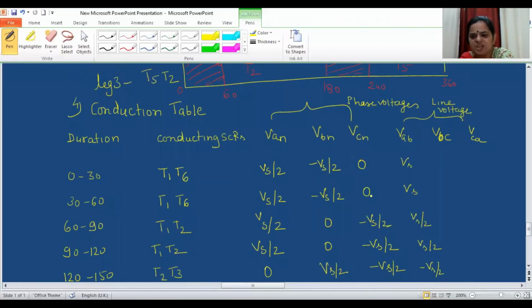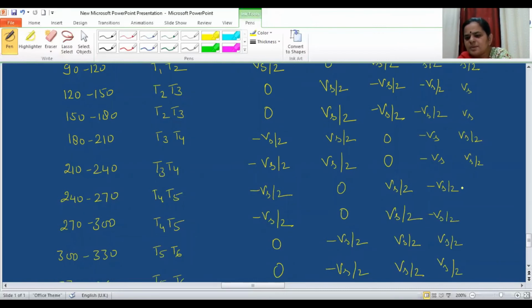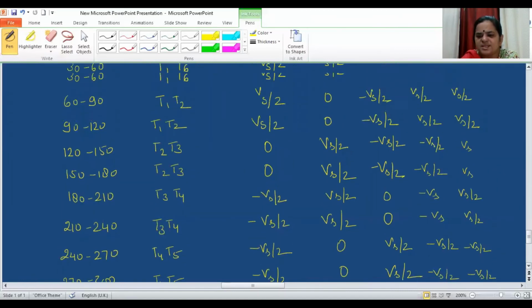Now the next is VBC. So VBC means VBN minus VCN. So that is minus Vs by 2. This is also minus Vs by 2. This is Vs by 2. This is Vs by 2. It is Vs. This is Vs. Then Vs by 2. Then Vs by 2. Next is minus Vs by 2. Then minus Vs by 2. Then minus Vs. Then minus Vs. This is how we are going to calculate VBC.